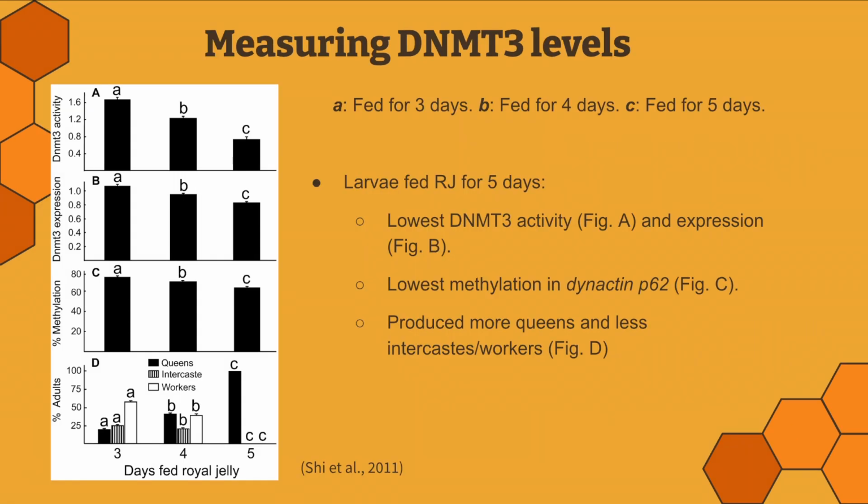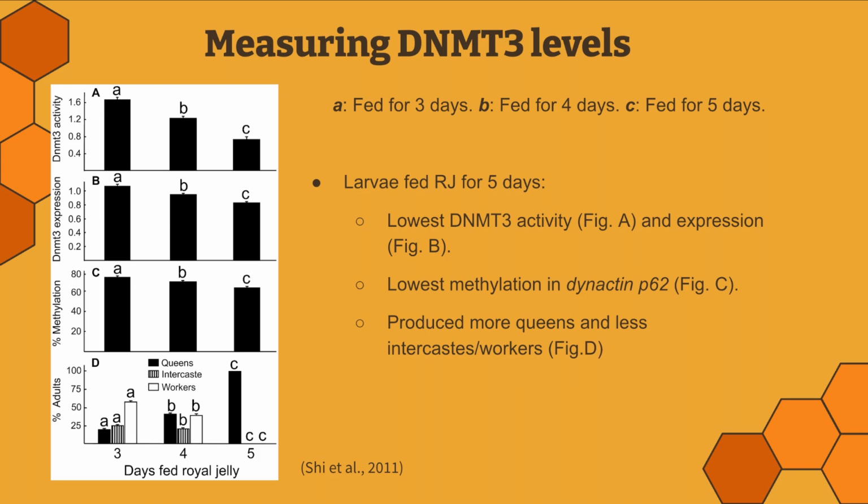Shi and colleagues conducted a similar study where they fed larvae royal jelly for the span of either 3, 4, or 5 days, and then measured DNMT3 levels within the specific gene dynactin p62, a site that is suggested to be a specific target for methylation to occur. They found that the larvae who were fed for the longest of 5 days on royal jelly had significantly lower rates of both DNMT3 activity and expression, as well as less methylation within the dynactin p62 gene. This group produced a far greater proportion of queens and a significantly lower proportion of intercastes or workers.